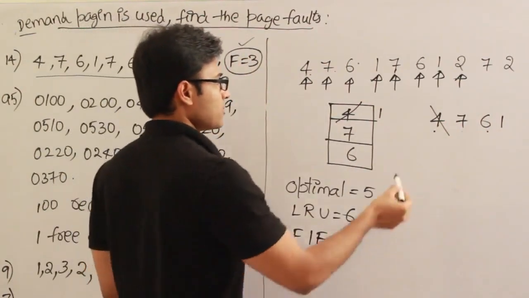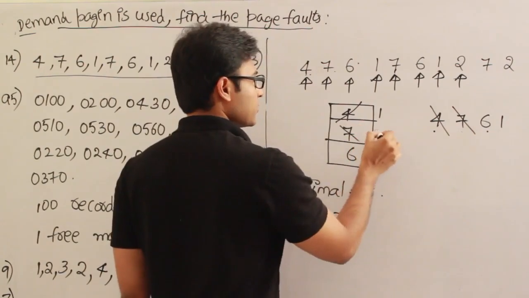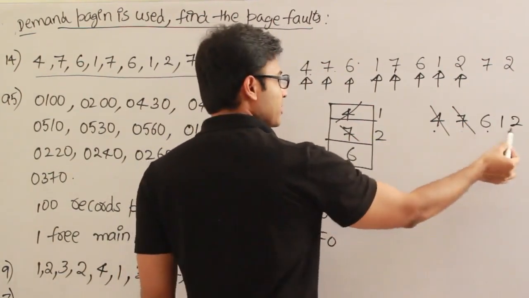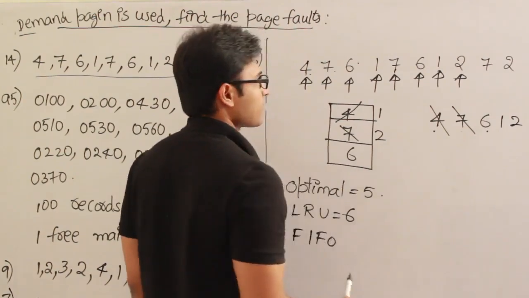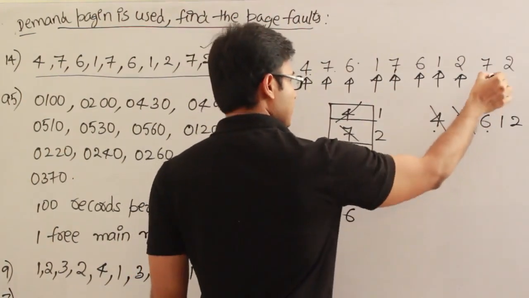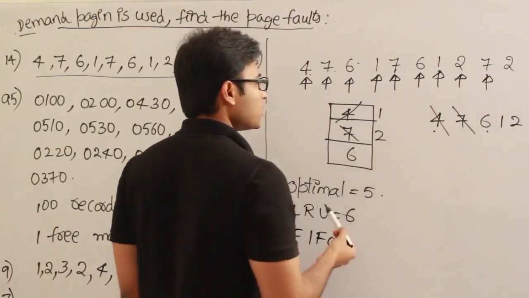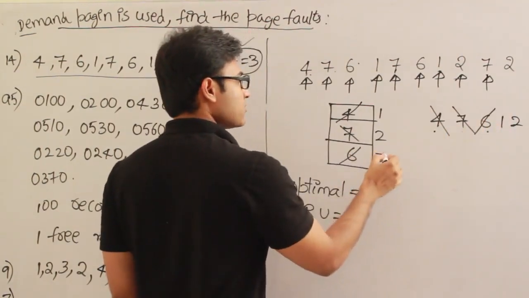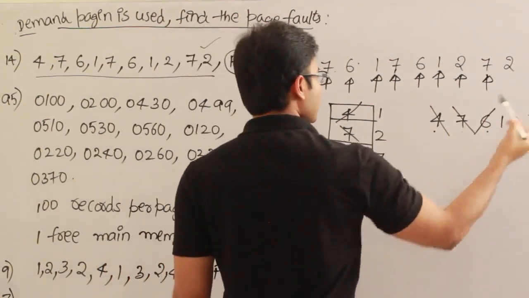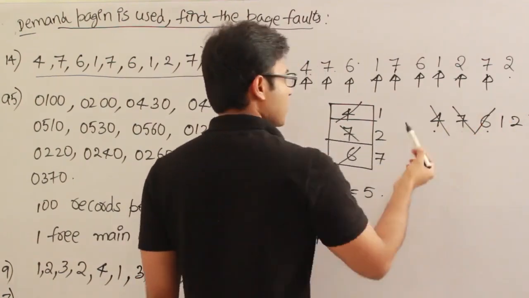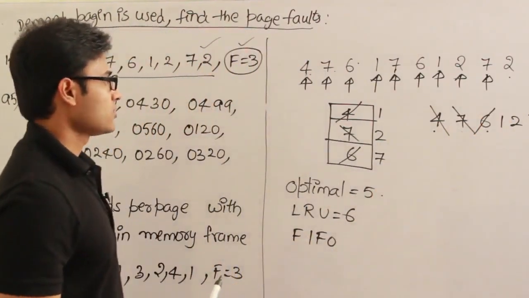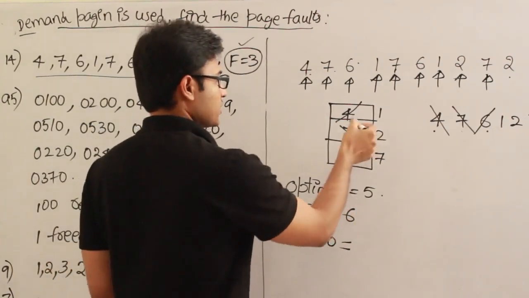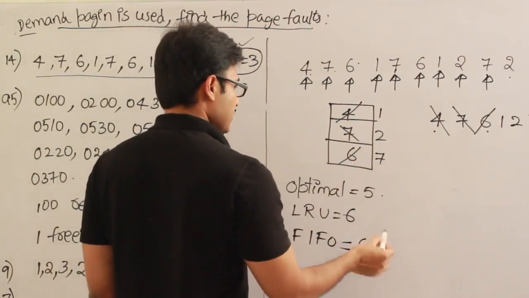Therefore 7 has to be replaced with 2, and 2 is kept in the queue, right? So now in the available queue, which one has to leave next? 6, right? Now I want 7, 7 is not there, which one has to leave? In the availability, 6 has to leave first, therefore 6 is replaced with 7, and 7 enters the queue, right? And next 2 is required, but 2 is already there, isn't it? So for FIFO, first in first out, the page faults are 6.